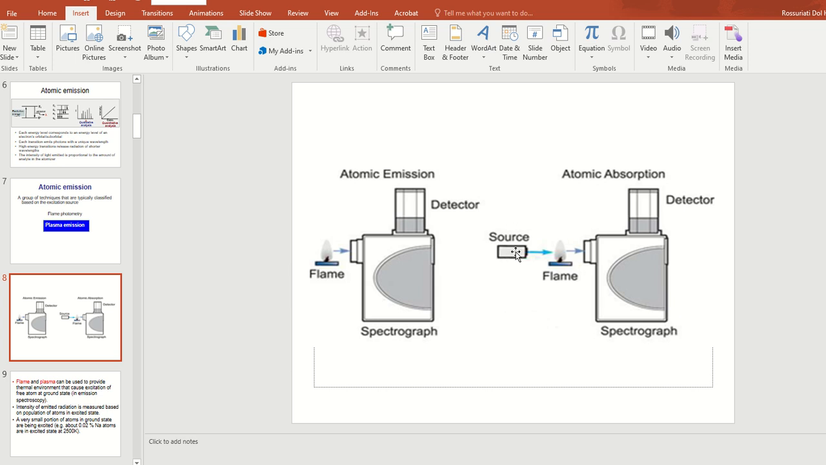Let me rephrase again. In this slide you can see that for atomic emission, the flame has two functions. First, as the excitation source. Because it works as an excitation source, we do not need a radiation source like we need in atomic absorption. Another function is that the flame works as an atomizer, similar to the flame in atomic absorption.